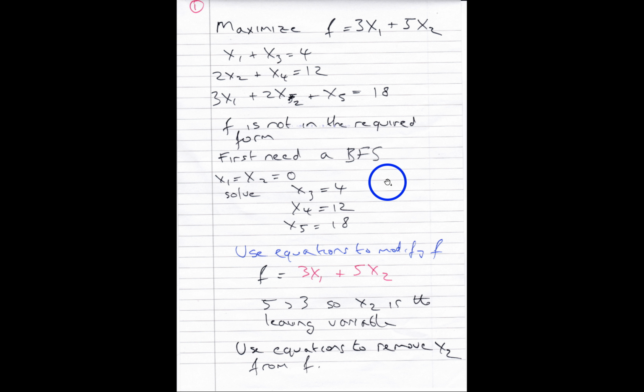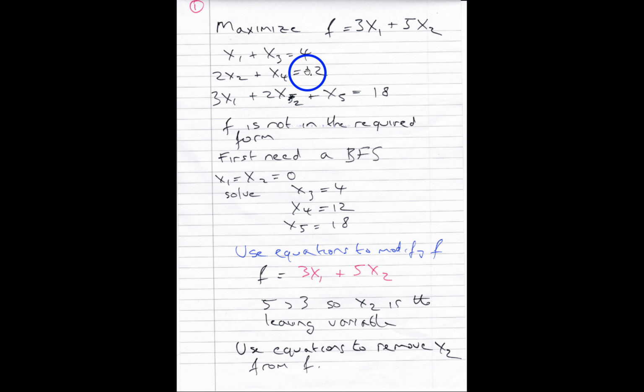Then the idea of the simplex algorithm, once it has a set of variables in the basic feasible solution, is that it gives you an algorithm for constructing another basic feasible solution, another corner of this space.